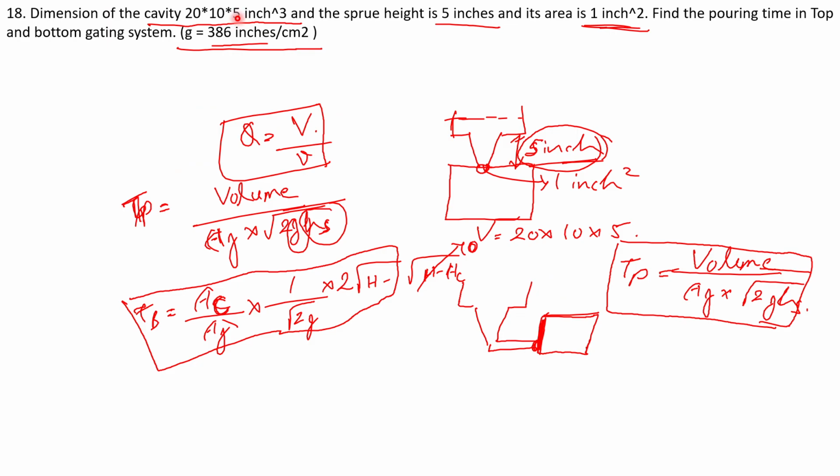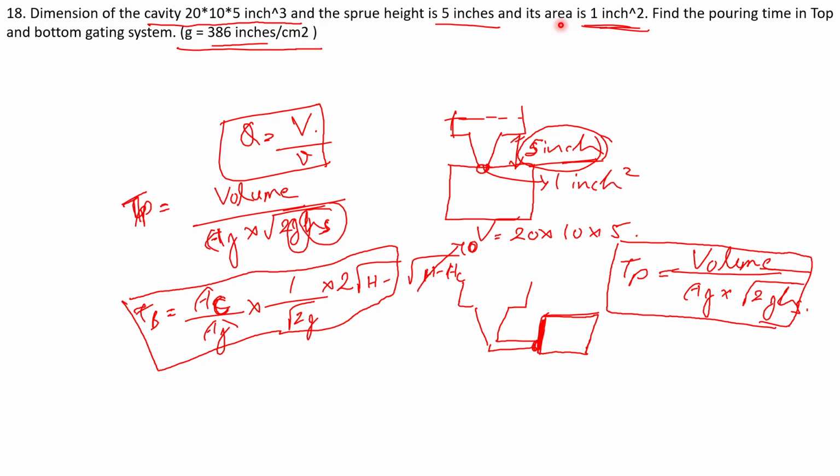Then coming to next question. Dimension of the cavity is given and the sprue height is 5 inches and its area is 1 inch square. Find the pouring time in the top and bottom gating system. There are different formulas for pouring time in top gating system and bottom gating system. For the top gating system, the time will be volume upon area of gate into the velocity 2GHS. And for the bottom gating system, we will use TB equal to AC upon AG into 1 upon root 2G into 2 root H minus SC.